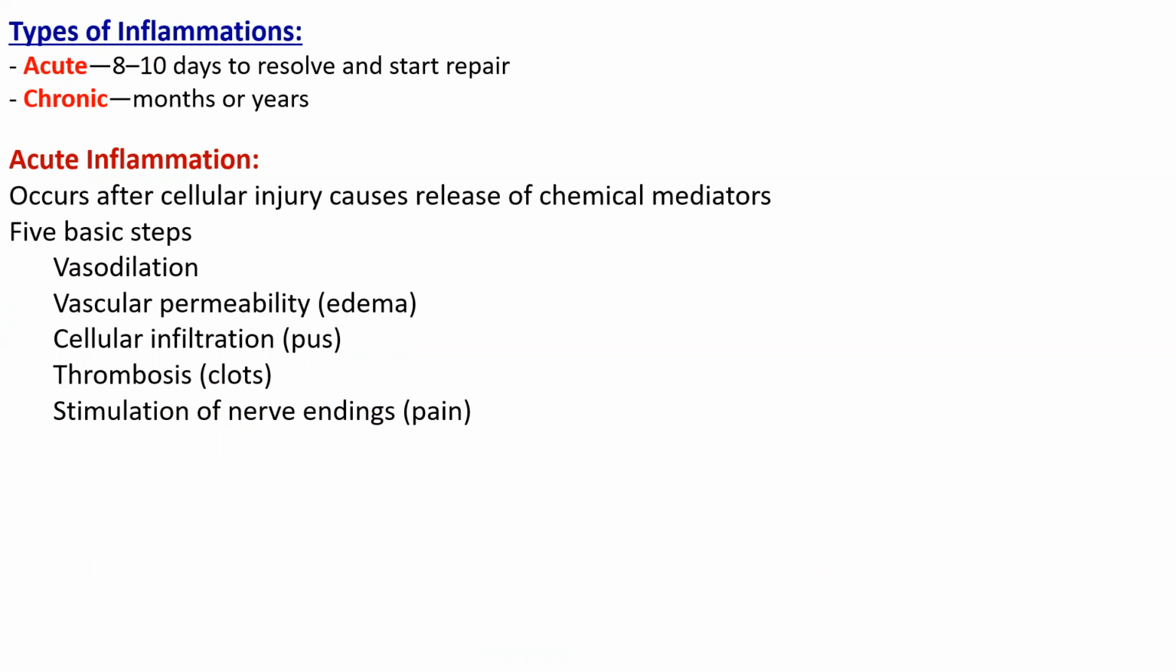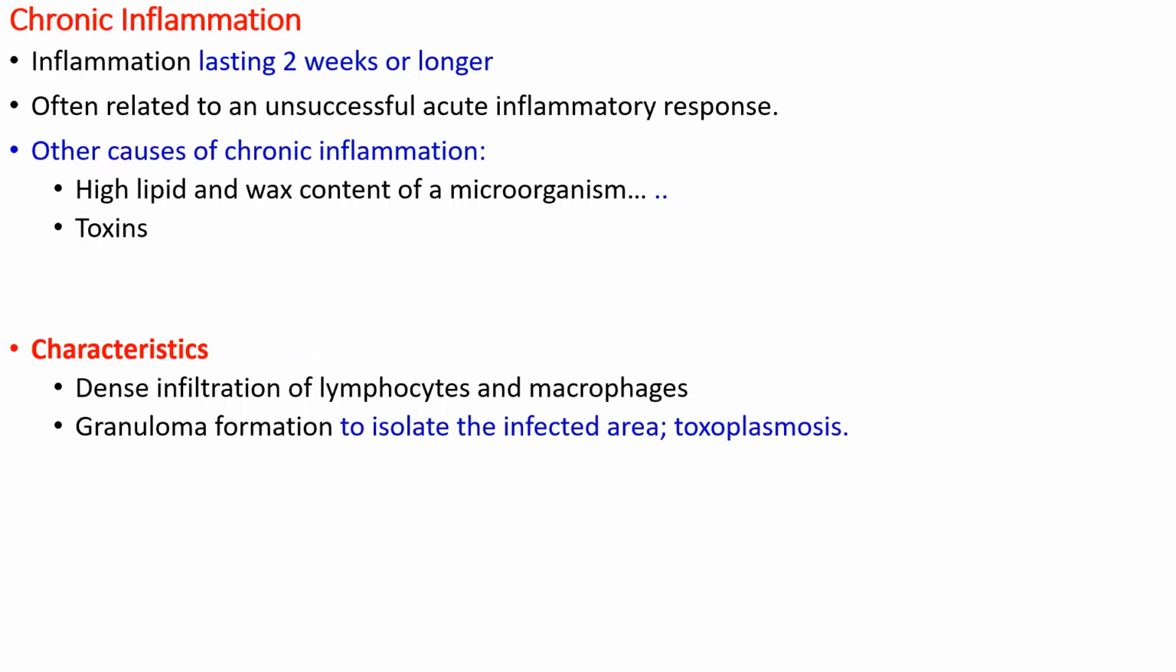The inflammation is either acute or chronic. In acute inflammation, there are five steps for the inflammatory response or process to take place, which begins with vasodilatation. However, chronic inflammation is one in which the inflammation will last longer than 2 weeks.